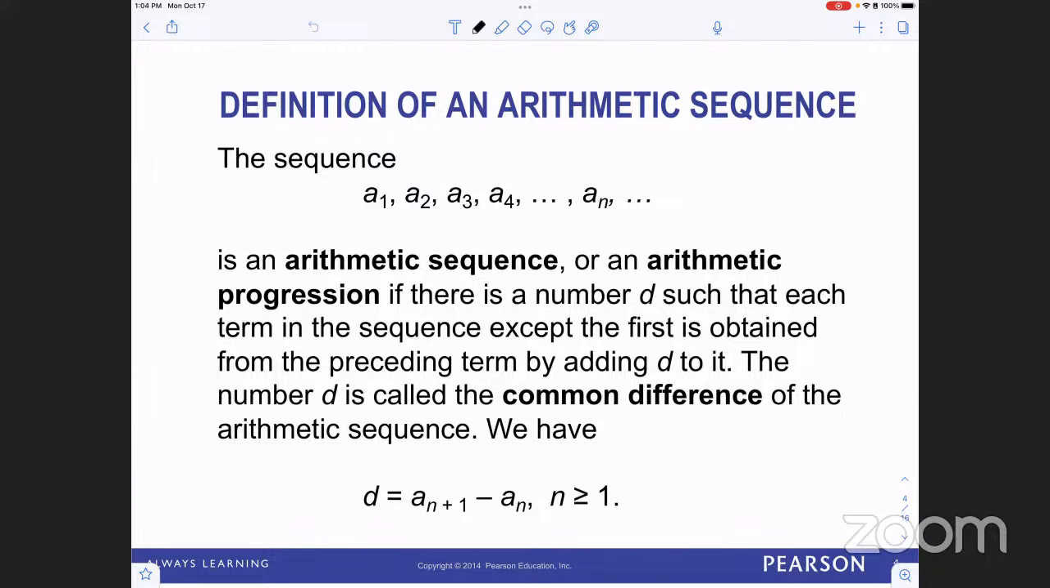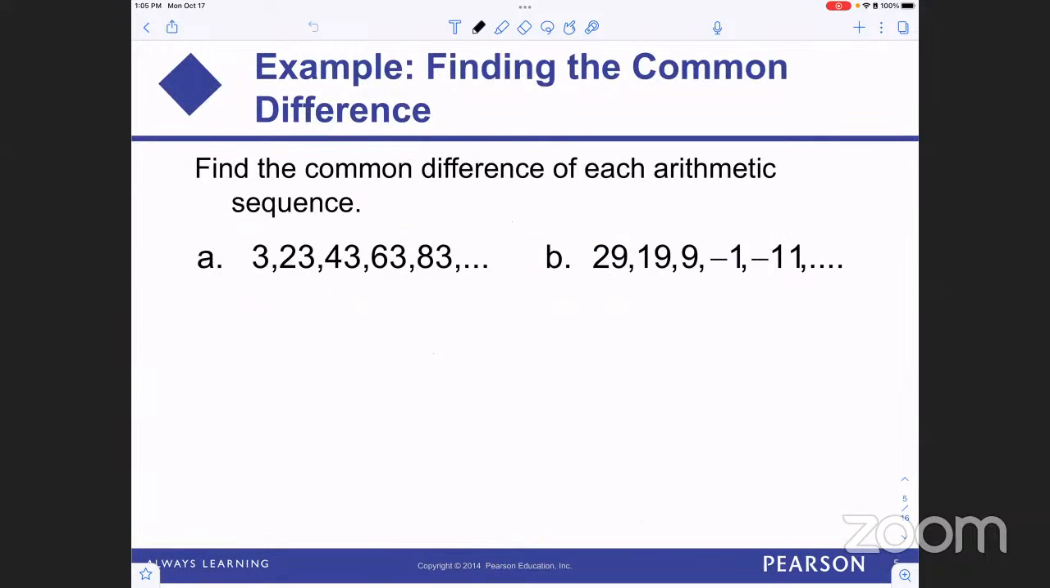So the definition of an arithmetic sequence: a sequence is an arithmetic sequence, or arithmetic progression, if there's a number d such that each term in the sequence except the first is obtained from the preceding term by adding d to it. The number d is called the common difference. The common difference is a sub n plus 1 minus a sub n, as long as n is greater than or equal to 1. You just take one term minus the term before it. That's a more formal presentation, but it's essentially the same thing we talked about last time. Here we're asked to find the common difference of each sequence.